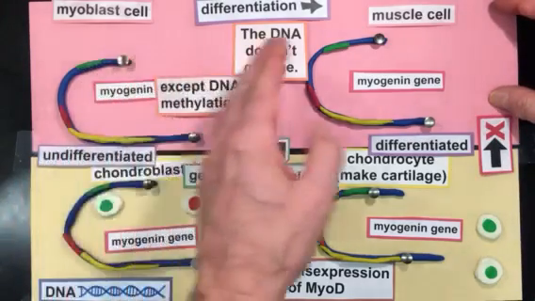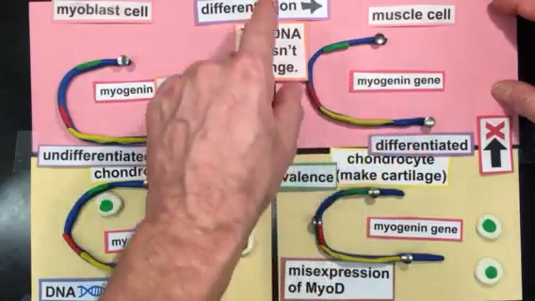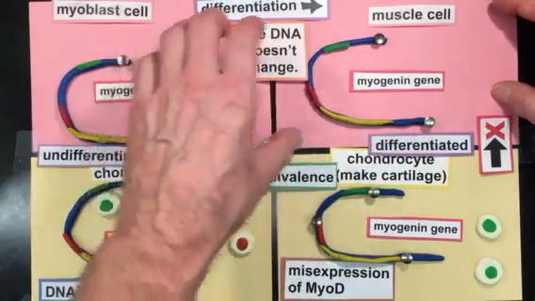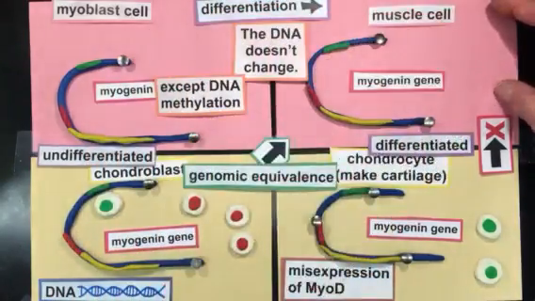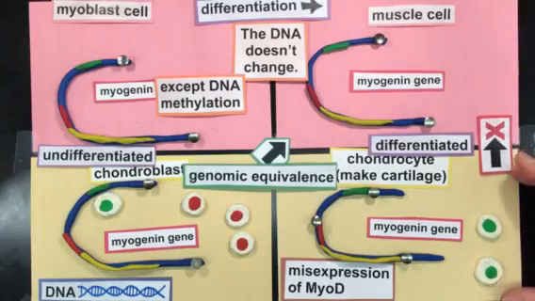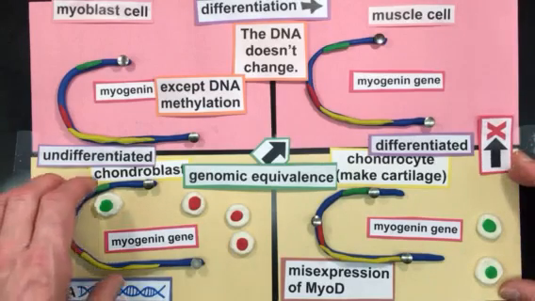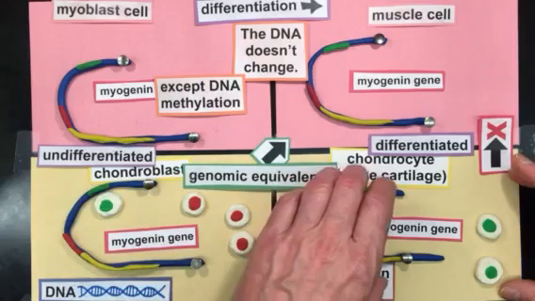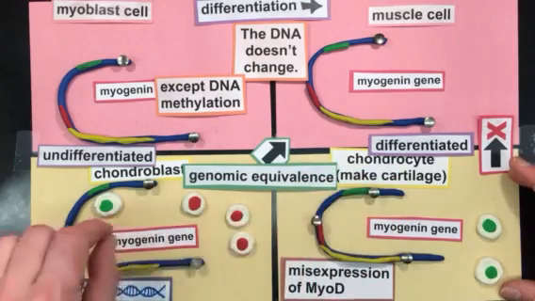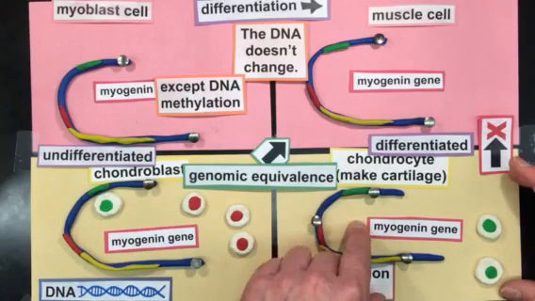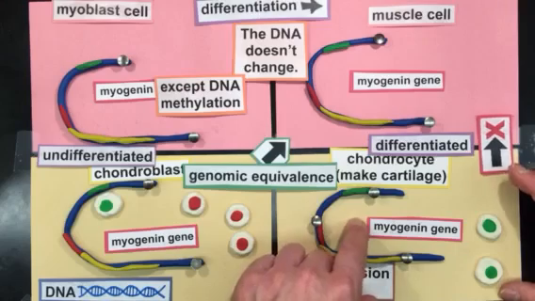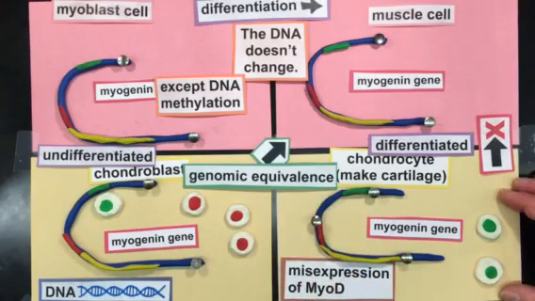It's thought that during differentiation, cells methylate genes they're not going to need and repress their expression. That's what happens here, where during chondrocyte differentiation, it's thought that a gene like myogenin that's no longer important will get methylated and repressed.